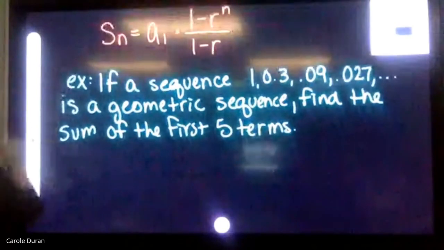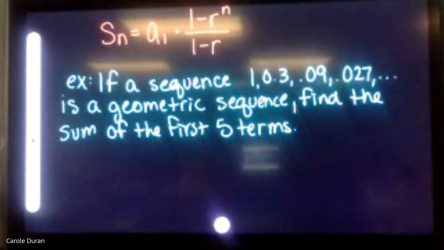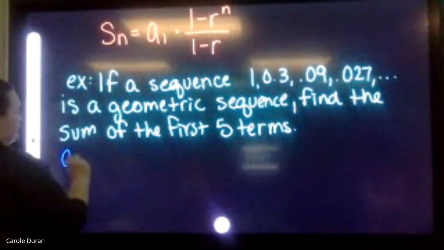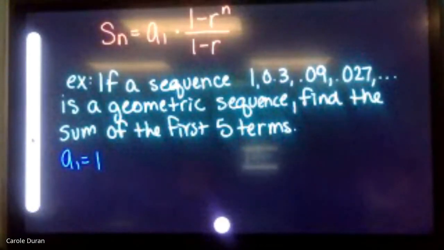Since this is a partial sum, I know I'm using the previous formula. So what 2 pieces of information do I have to know in order to use that partial sum formula? The change, so my common ratio R. What else? My first term A1. Do I have any of that information given to me point blank? I have A1. So I know that my first term is equal to 1. Awesome. So the only thing I need to find is my common ratio R.